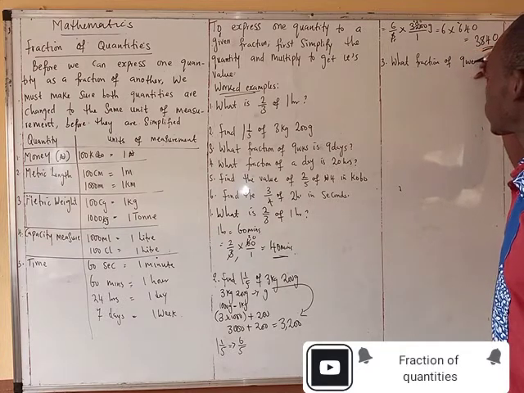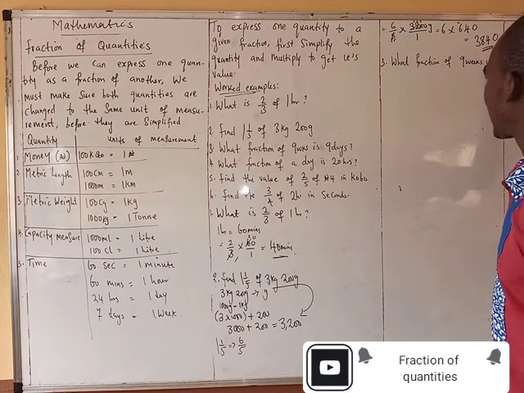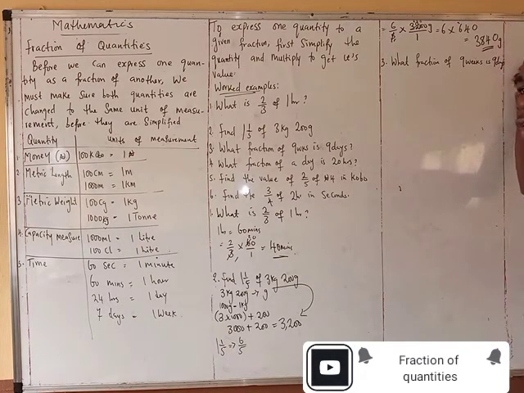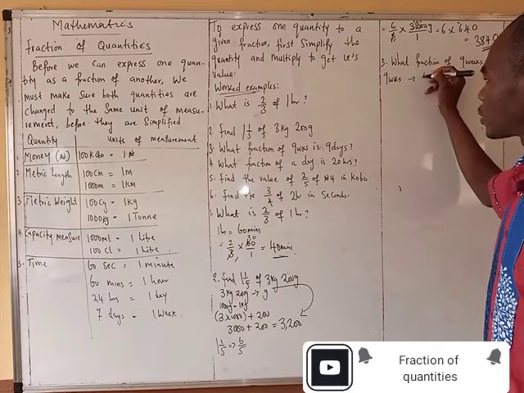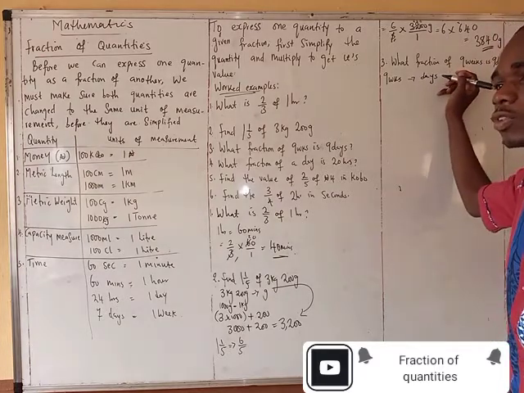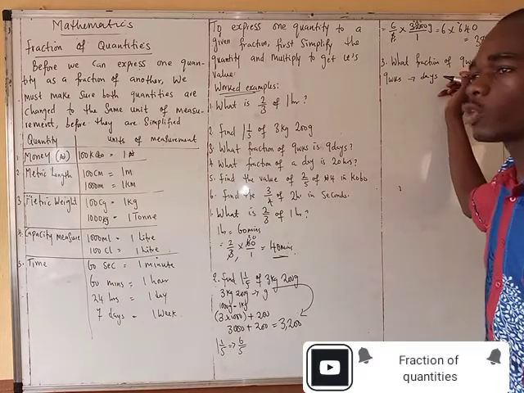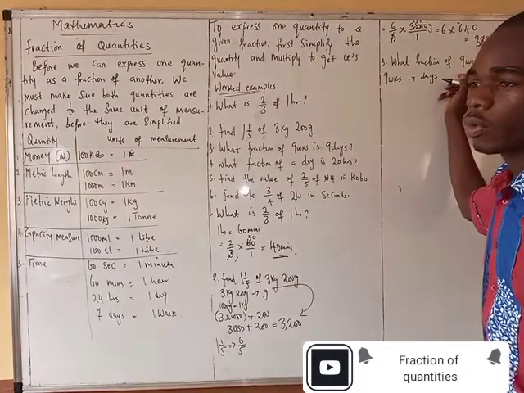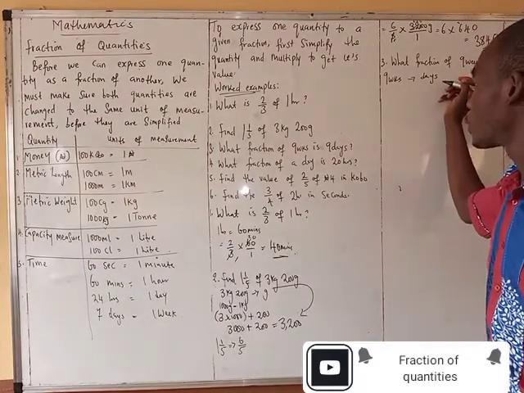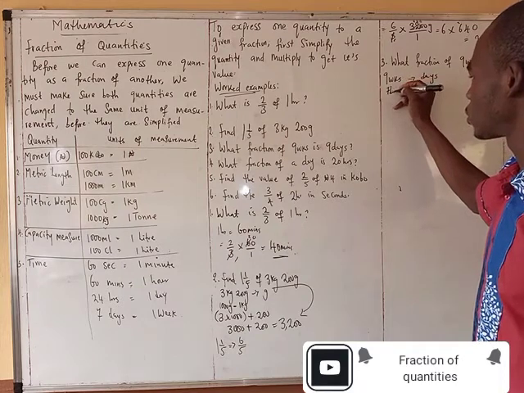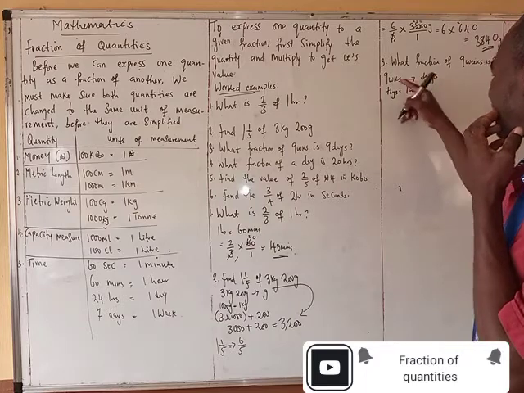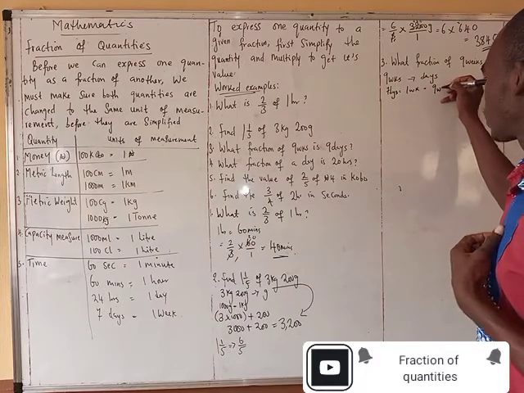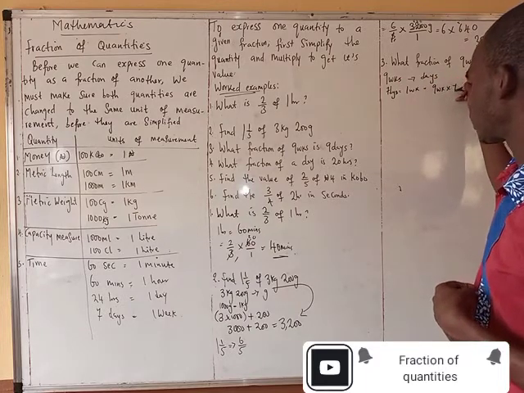Now, next question says, what fraction of 9 weeks is 9 days? So we have to first simplify by changing it to the lesser unit. Now we have to change 9 weeks to what? Days. And how do we change 9 weeks to days? By first of all figuring out how many days make 1 week. How many days make 1 week? We all know is what? 7 days make 1 week. So that basically means that 9 weeks will now be 9 weeks times 7.